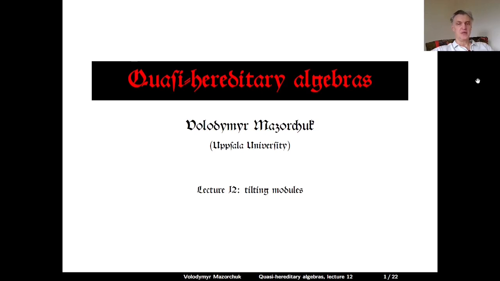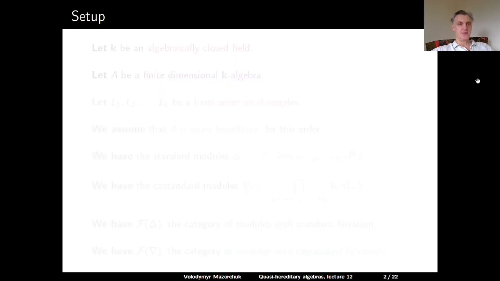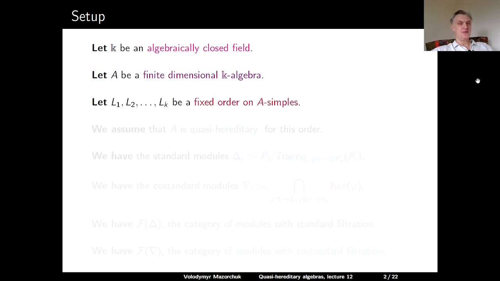Quasi-hereditary algebras, lecture 12, tilting modules. Let us start with the setup. Let K be an algebraically closed field. Let A be a finite dimensional K algebra with a fixed order on the set of simple A modules.